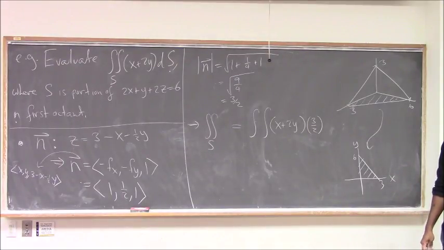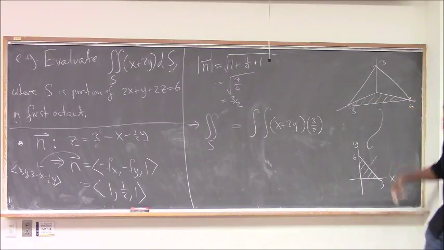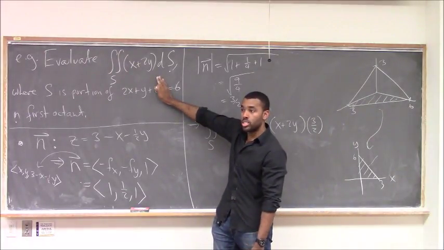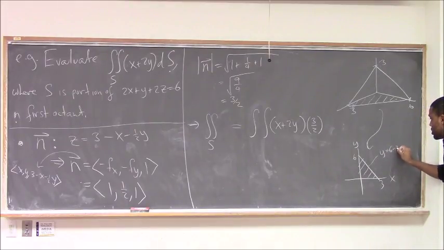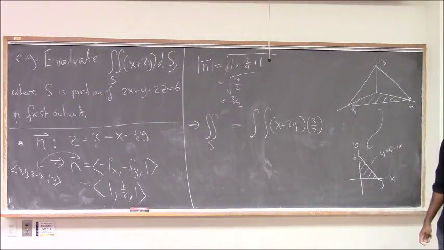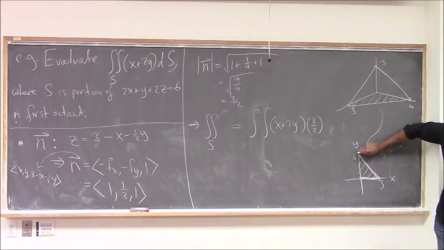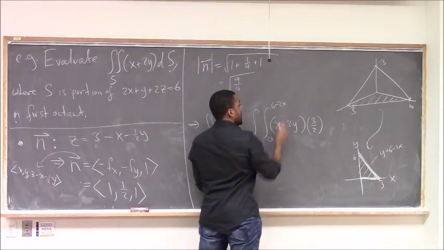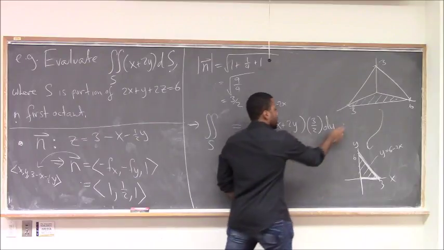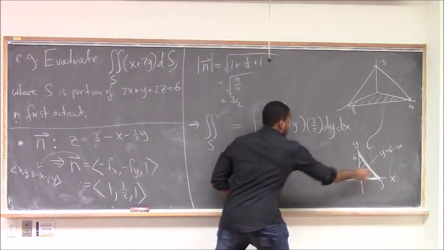I set z equal to 0 for the function, and I got my line as y equals 6 minus 2x. Since this is in the xy plane, z is 0, so I can solve for y: y equals 6 minus 2x. Then your bounds for y are 0 to 6 minus 2x. So y goes from this function up to that function, which means I'm doing dy first. Then I do dx, and this would just be 0 to 3.